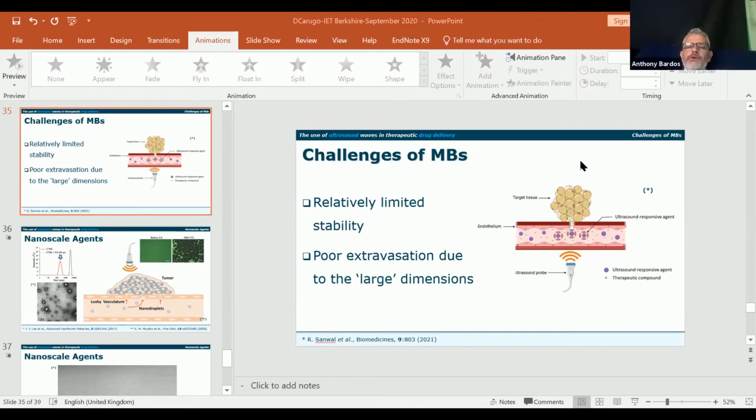Okay, got a question here. When an ultrasonic wave passes from one medium to another, is there a change of direction, refraction of the wave?